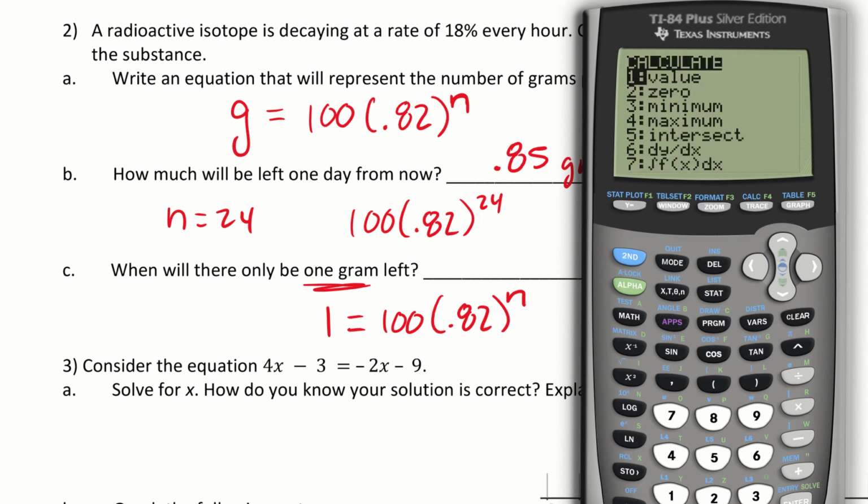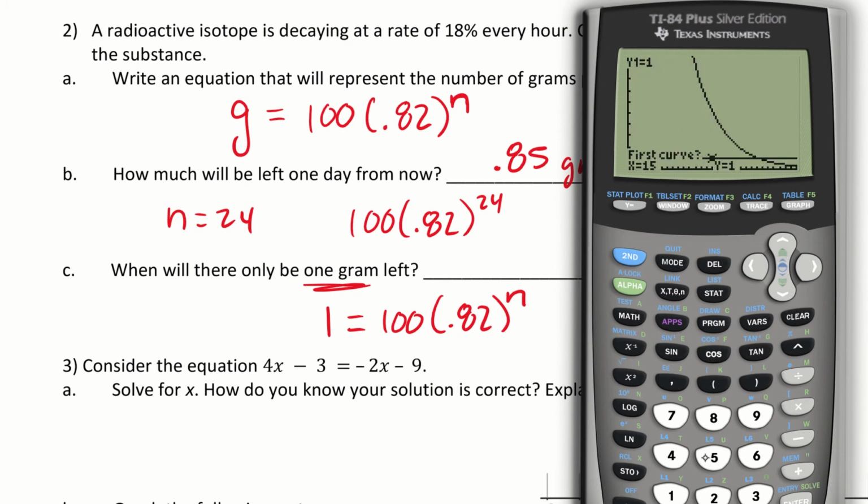And when I do that, I go to option number 5, which is intersect. So in order to find the intersection of two curves, I need to know what the curves are. So the calculator is asking me, hey, what's the first curve? And you can see it's flashing right now on y equals 1. So I'm like, that's good. So I'll press enter. And then it says, what's the second curve?